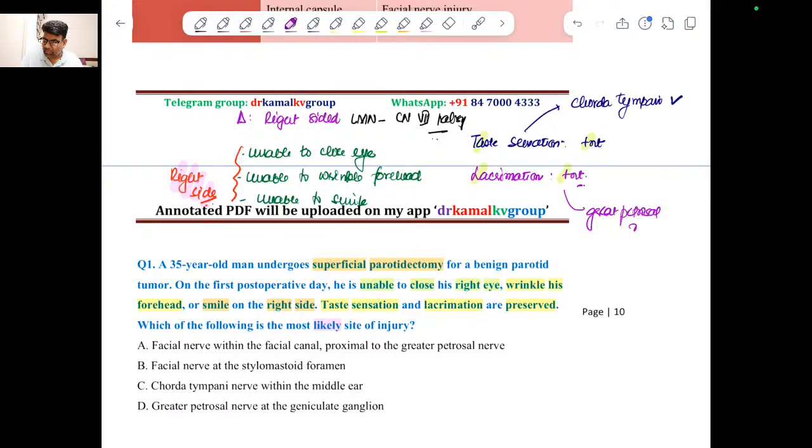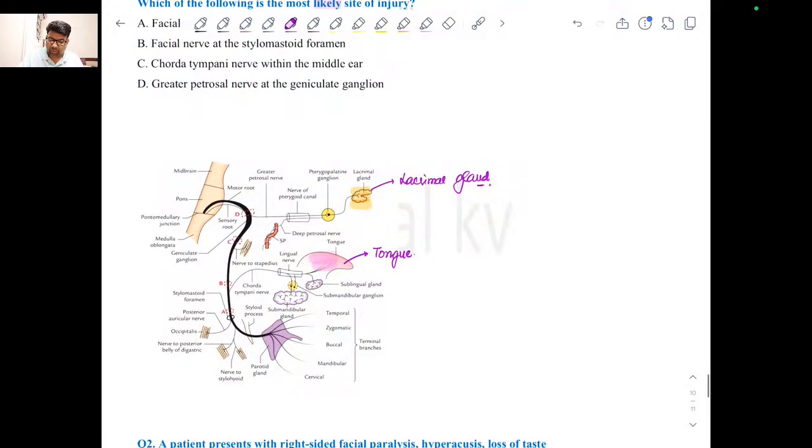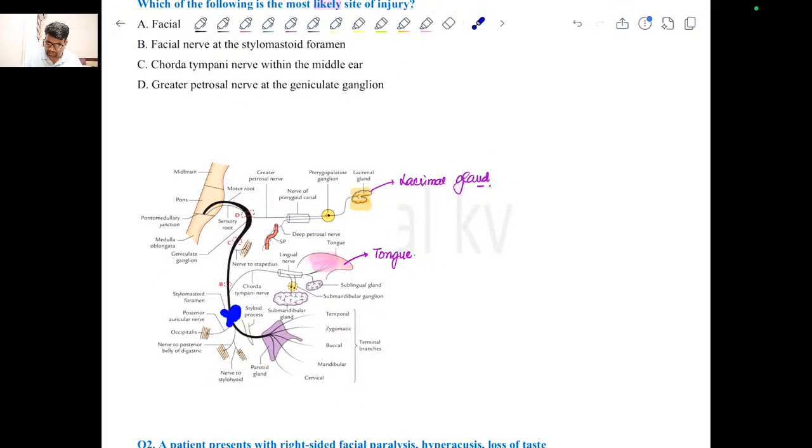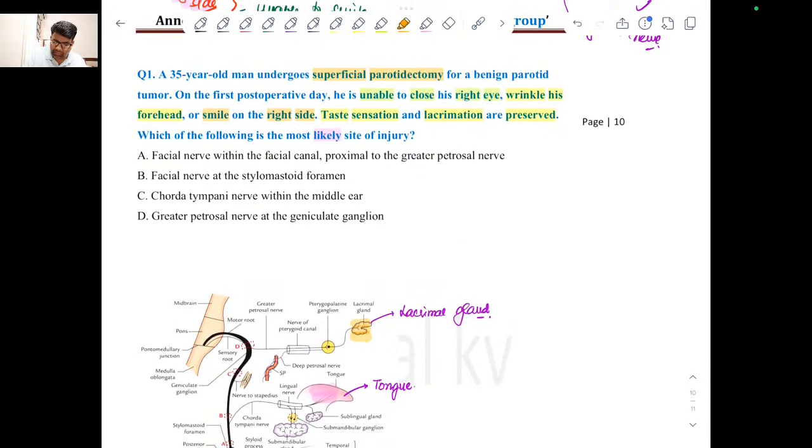So it means these two nerves are intact, and the only point which is distal to these two branches is the stylomastoid foramen. So the answer is facial nerve at the stylomastoid foramen. Yes, very good, Arkagiri. You are absolutely right.